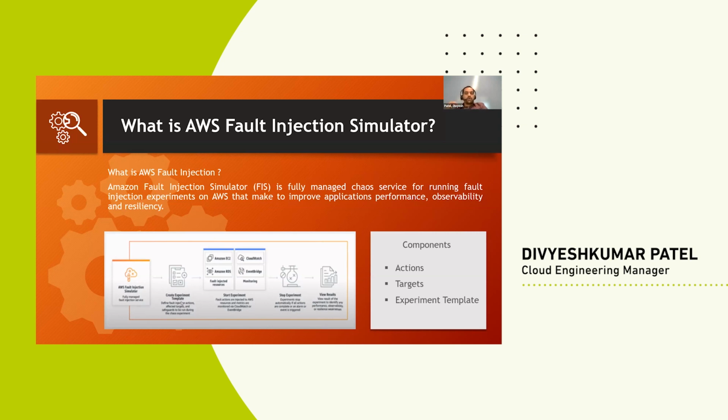So for FIS, these three components are there: action, target, and experiment. Once your experiment template is ready, you don't need to go back to the action or target unless you really need to edit those. Otherwise, action and target cover all your experiment template, and from outside, you will just use the experiment template to run that.